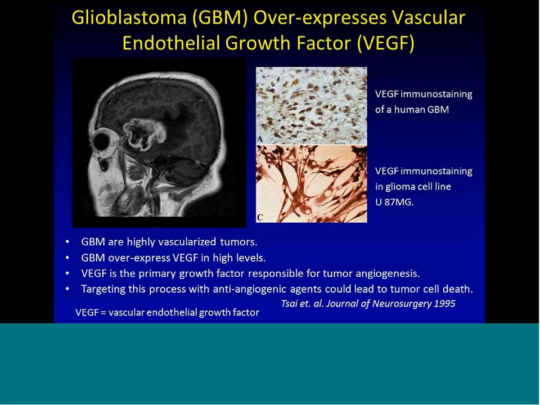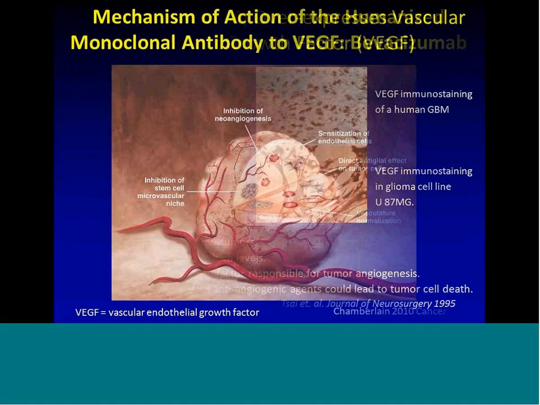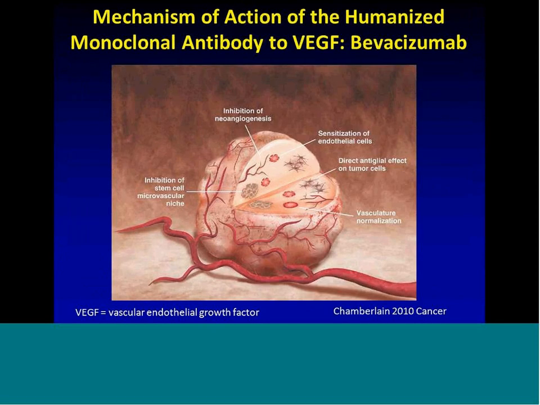Glioblastoma was a very good target to use VEGF, which is actually an angiogenic growth factor. The tumors are highly vascularized, they stain VEGF very well, and it seems to be a very good target. Bevacizumab is an anti-VEGF antibody, and it's thought to inhibit angiogenesis, to have an anti-glioma effect on tumor cells, to normalize tumor vasculature, and to inhibit the stem cell niche for microvascular proliferation.